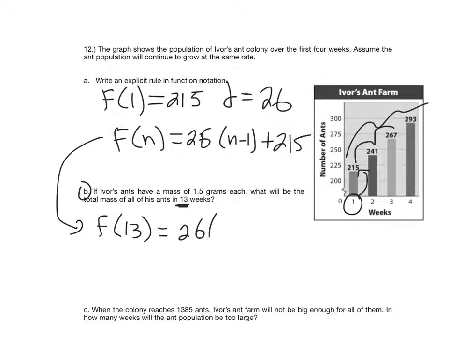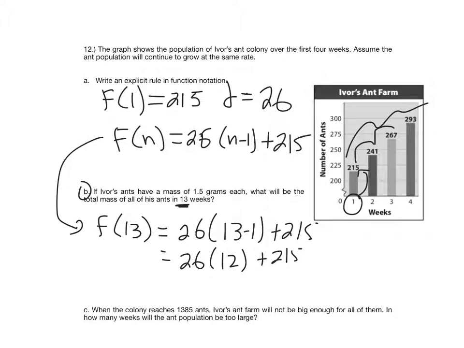So it's going to be 26 times 13 minus 1 plus 215. So that's going to be 26 times 12 plus 215. 26 times 12 is 312. And 312 plus 215 would be 527. That's how many ants he has, right? He's going to have 527 ants.